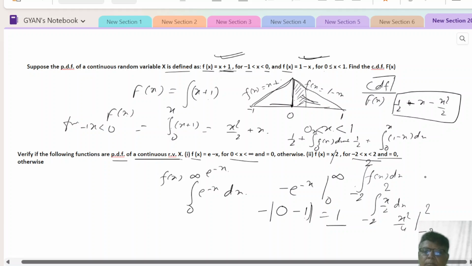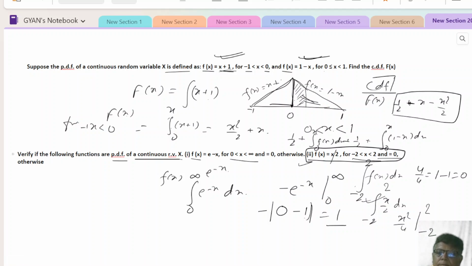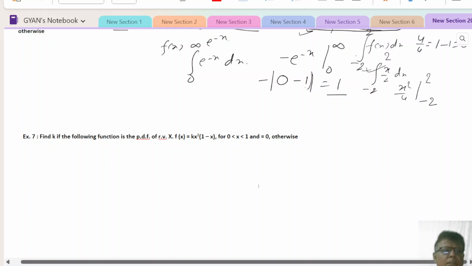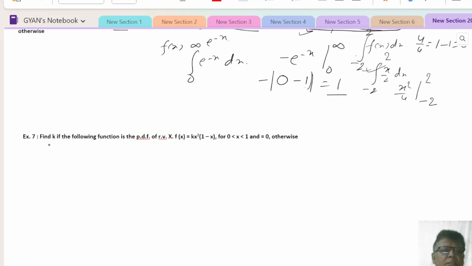So 4 by 4 equals 1, and this is also 1. 1 minus 1 is 0. So this is not defined. So the second is not defined.